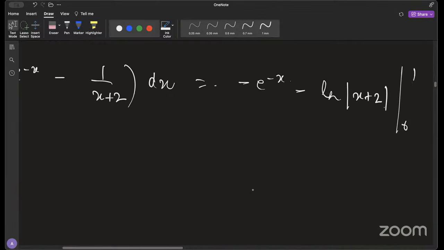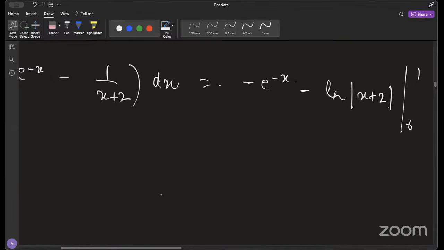So this is going to give you, if I put 1 here, e to the power minus 1.